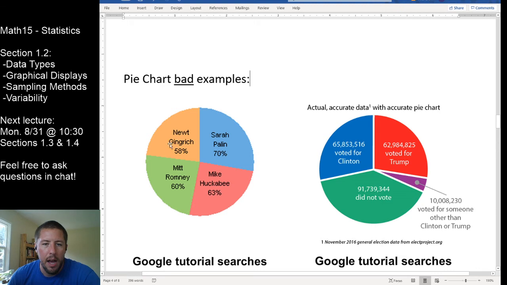So again, pie charts have to add up to 100%. If you have less than 100% or more than 100%, that was a completely improper use of a pie chart. Even if this was some comparative thing, I still probably wouldn't put this in a pie chart.